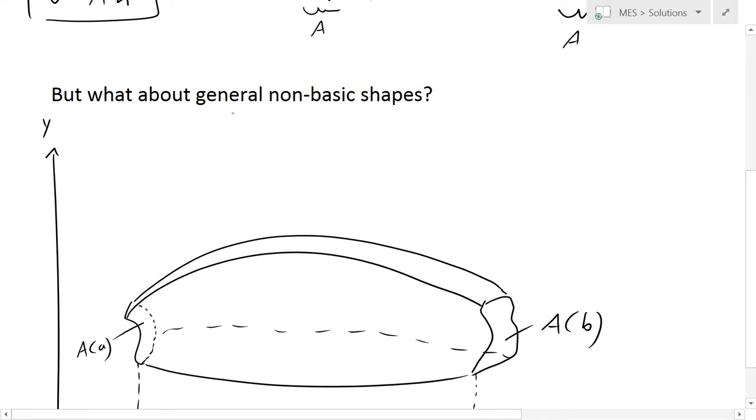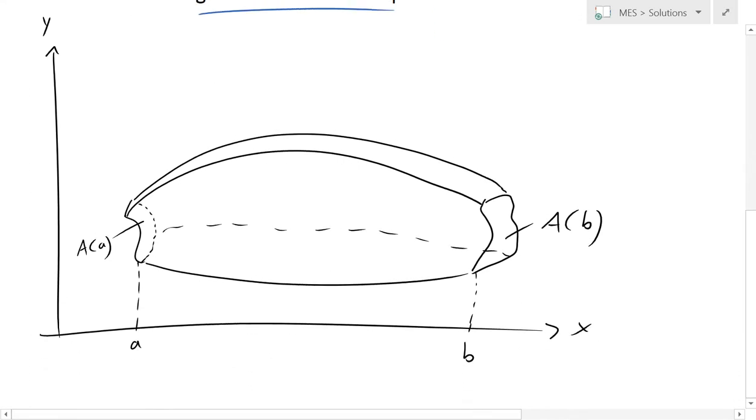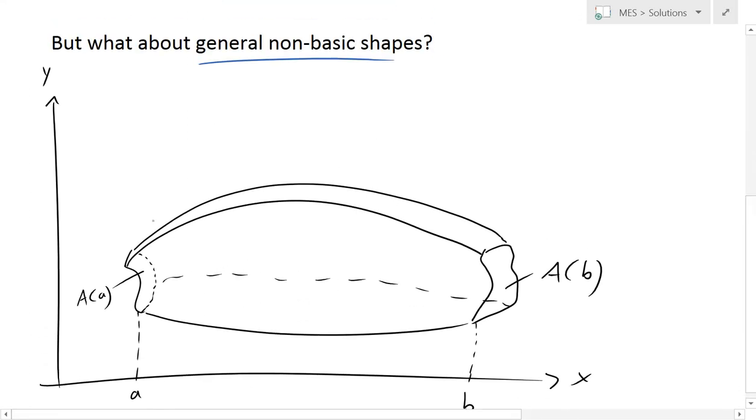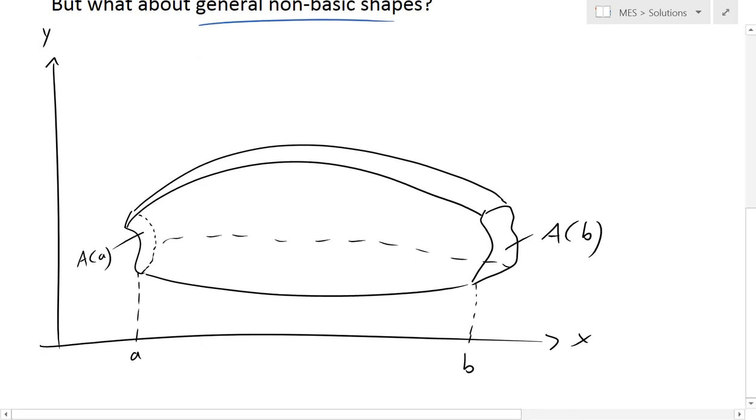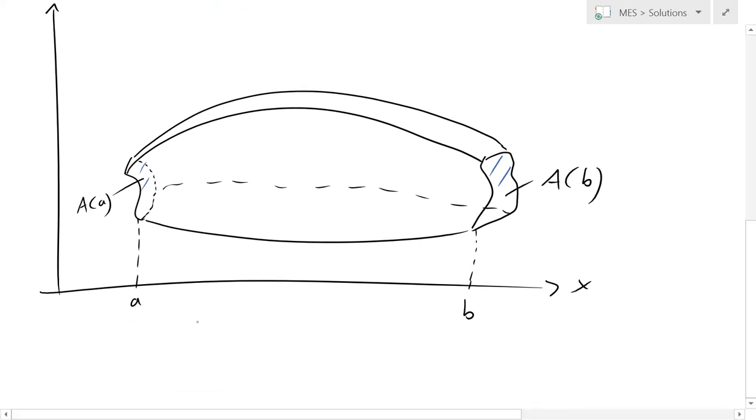But now, what about general non-basic shapes, such as this one right here, just a random shape that kind of looks like a loaf of bread, with area here at the left side A of A, and the right side A of B, over at this area like that. And now to define a volume for any general shape, we are going to do something similar to our definition of area using integrals. We're going to basically take a slice of this, kind of like a slice of a loaf of bread, a perpendicular slice across it.